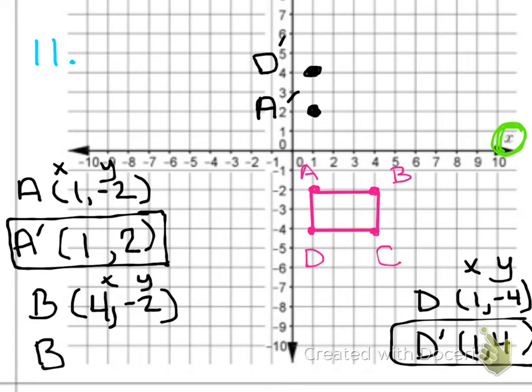And now remember, they want you to reflect it this time across the y-axis. So that means the y value, that -2, will stay the same, and it's actually the x value that will be the opposite now, which will now be -4.